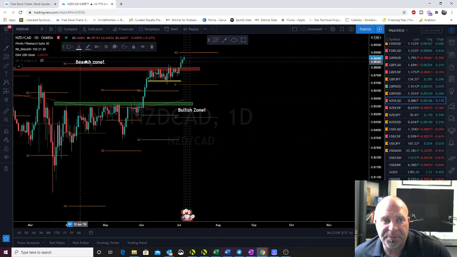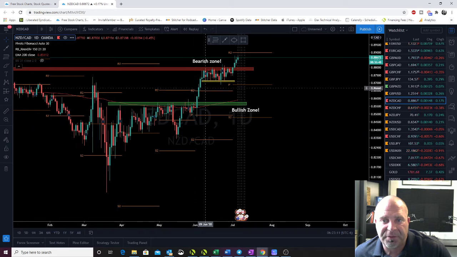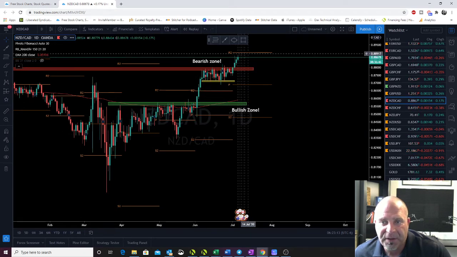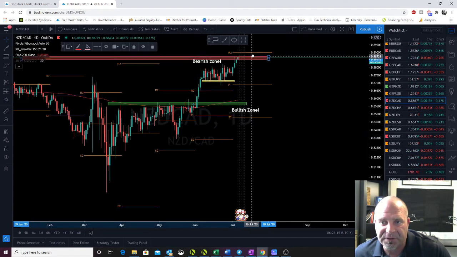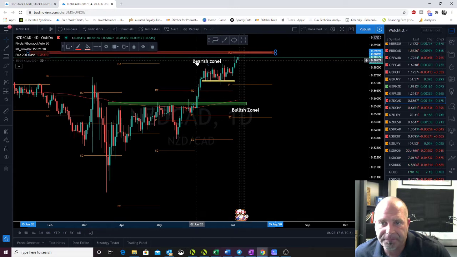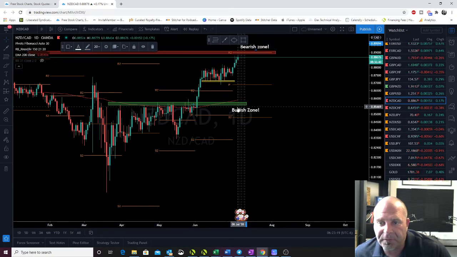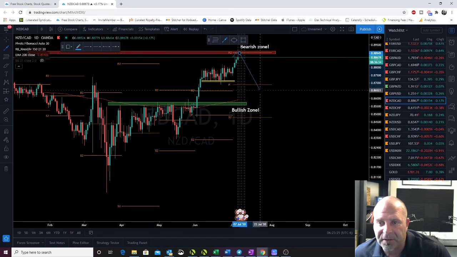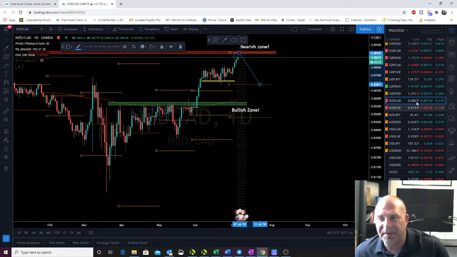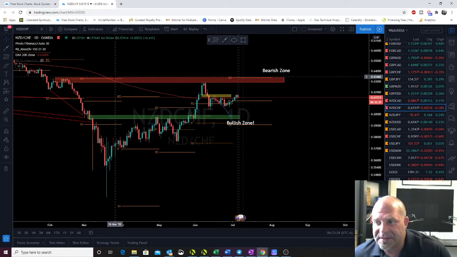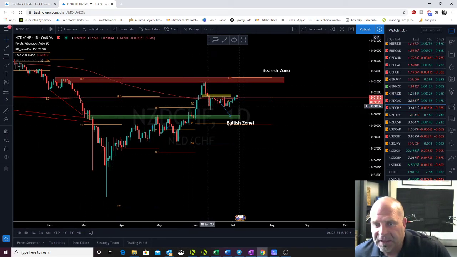All right, so we blew through NZD CAD, blew through this small channel we were in. Now we're almost to R2, so this move up. And now we're going to see what we get right off R2. We could get a good bounce back to that missed pivot. Just have to see.